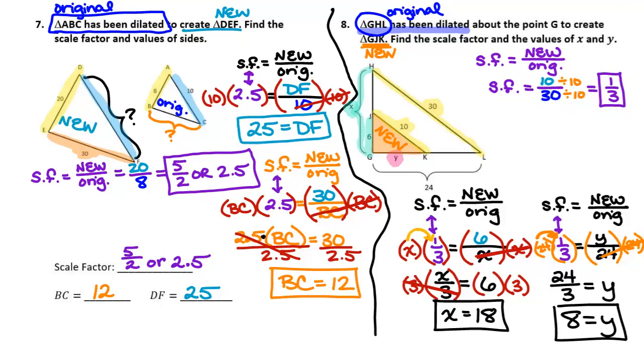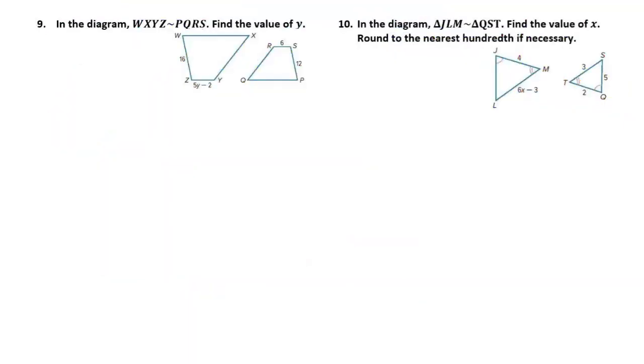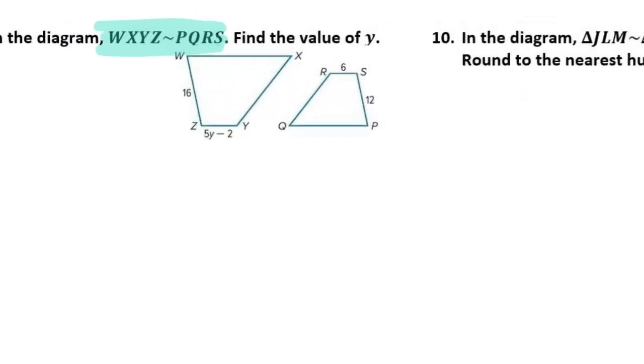Let's scoot on to number 9. In the diagram, WXYZ is similar to PQRS. Find the value of y. Do you remember when we did our proportion of sides yesterday, when we had our similarity statement and we had to write out all those fractions that were equal? We're going to use that idea right here.